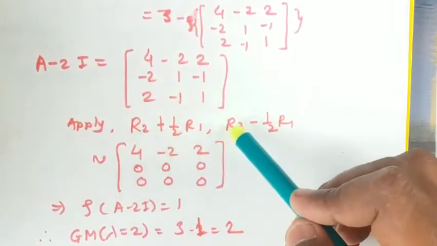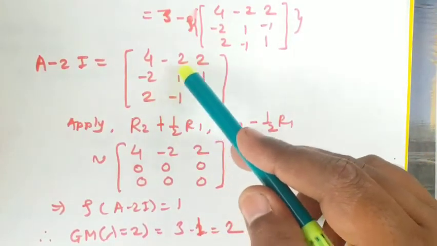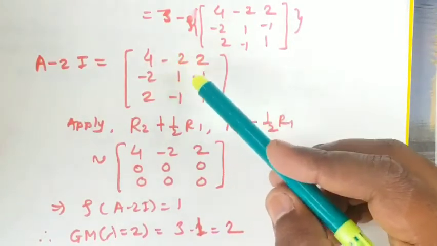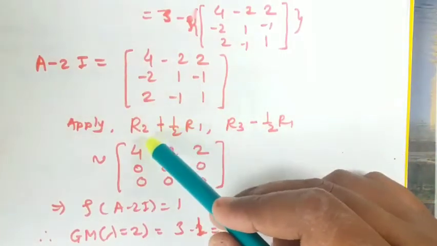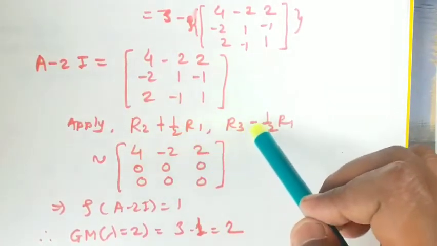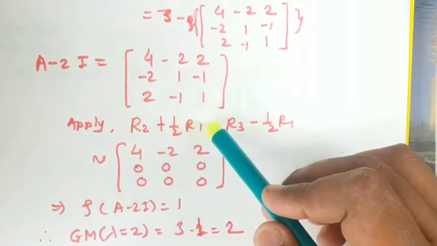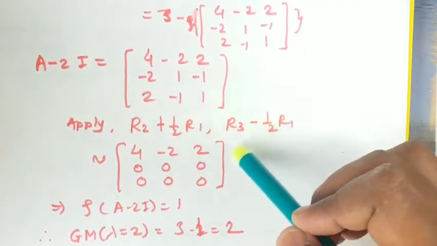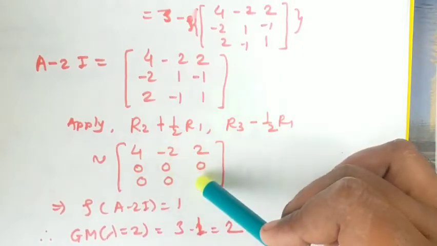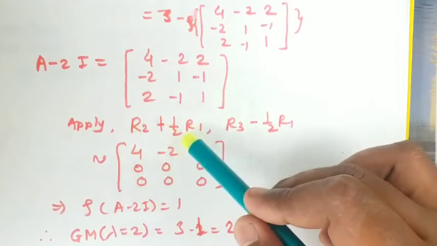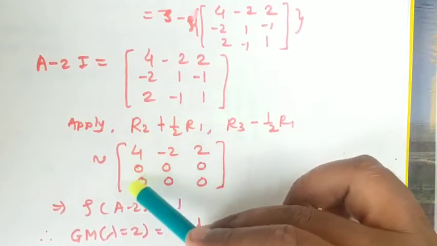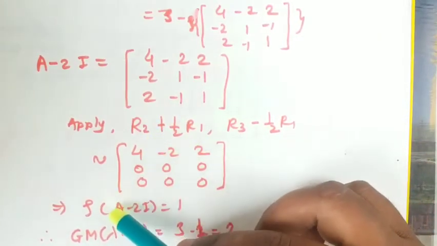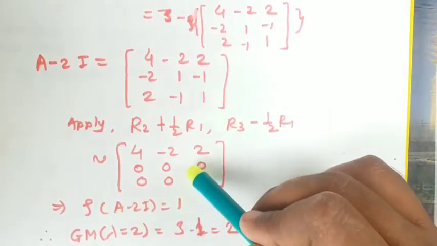So by applying these two transformations, you can see that easily all the three rows are multiples of each other. Because of that, after performing the two transformations, R2 plus half times R1 and R3 minus half times R1, the last two rows will become 0. And this will be echelon form. As it is the echelon form, from that we can determine the rank. Therefore, the rank of A minus 2I is 1 for this matrix.